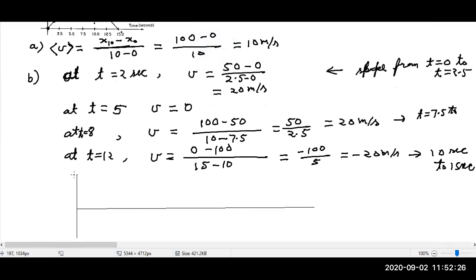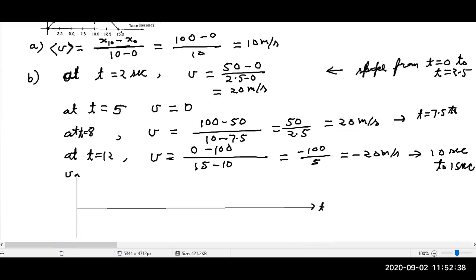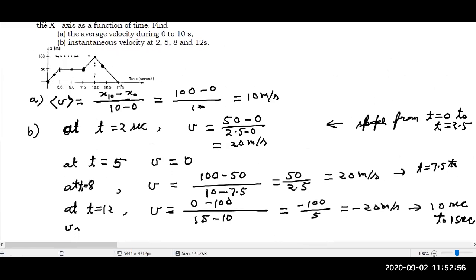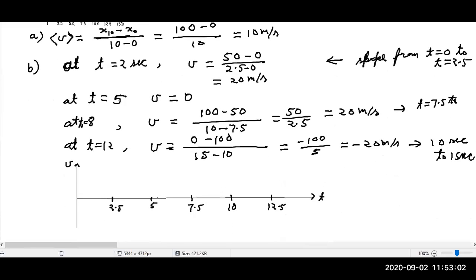So this is the VT graph. So look at the VT graph: 0 to 2.5 and 2.5 to 7.5. Suppose this is 5, this is 7.5, this is 10, this is 12.5. So 0 to 2.5, how much is that? That is coming 20 meter per second. So this will be 20 and constant. Slope is constant. So uniform motion. So it will be like this, 20.